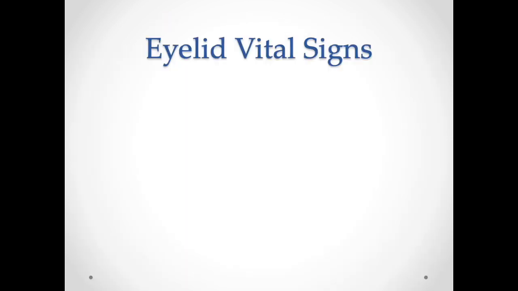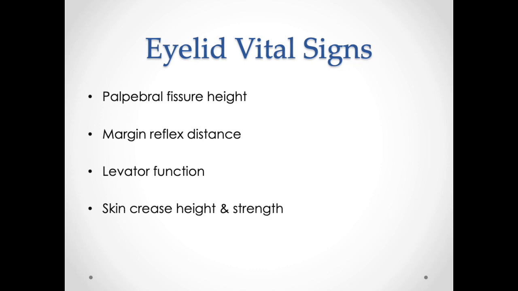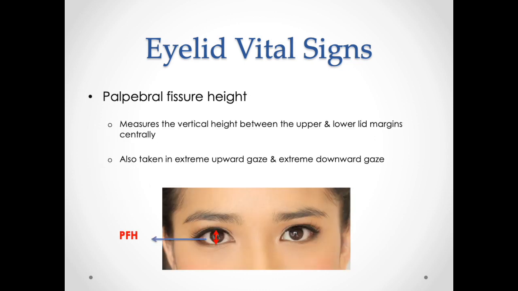There are four essential parameters to evaluate the ptotic upper eyelid: palpebral fissure height, margin reflex distance, levator function, and skin crease height. The palpebral fissure height measures the vertical height between the upper and lower lid margins centrally as the patient looks in primary gaze. Some surgeons would also take this measurement in extreme up gaze and extreme down gaze if they're very particular about minimal lagophthalmos. They want to check for it.